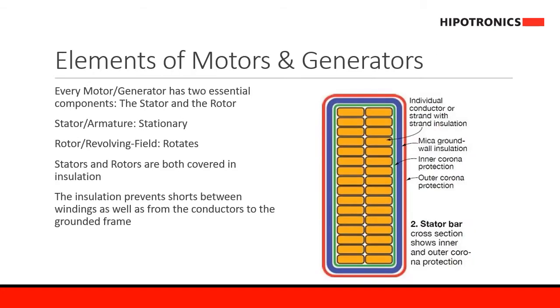For every motor and generator, there are two essential components, the stator and the rotor. The stator is the stationary part, as the name suggests. In contrast, the rotor is the rotating part. Both stator and rotor are covered in insulation that prevents shorts between windings, as well as from the conductors to the grounded frame.